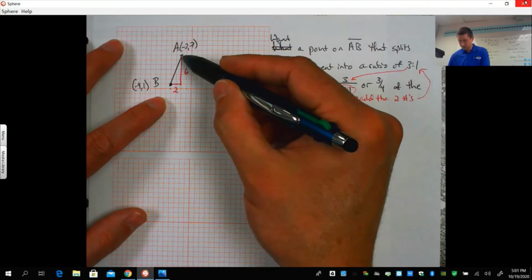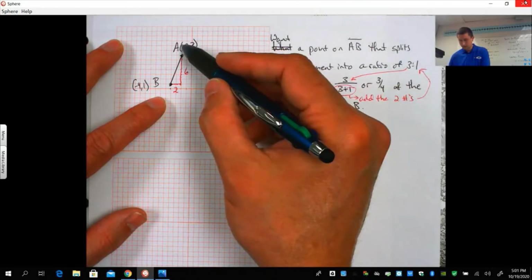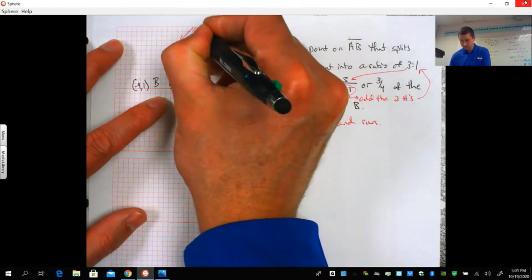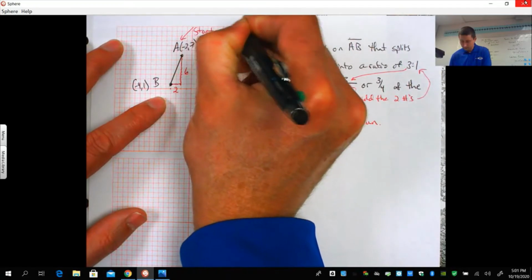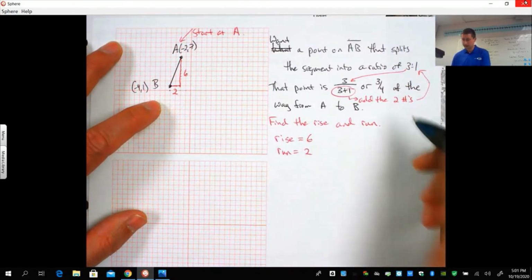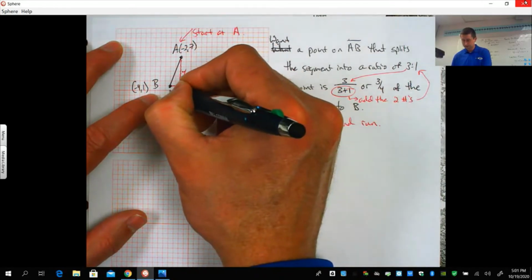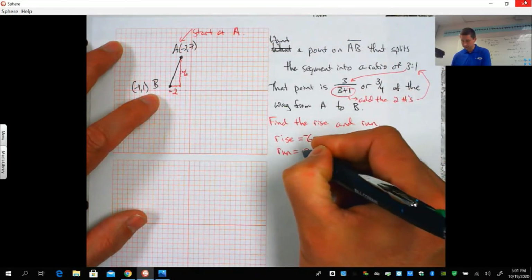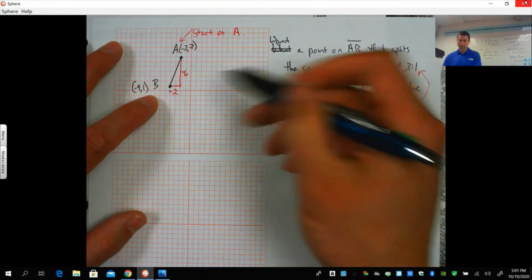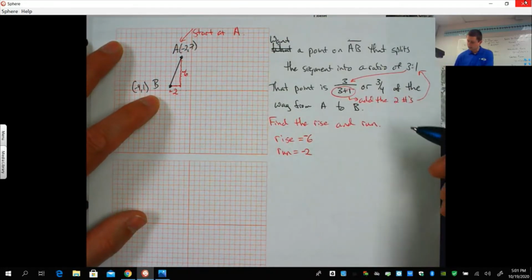Okay, now keep in mind we're going down. We're going to start at A. Make sure you start at A. We're going from A to B. So we're actually going down 6 and left 2. So I'm going to put the rise as negative 6 and the run as negative 2. Negative over negative does make a positive slope.